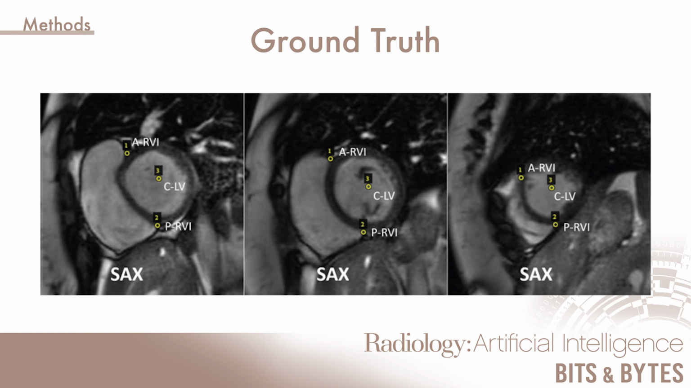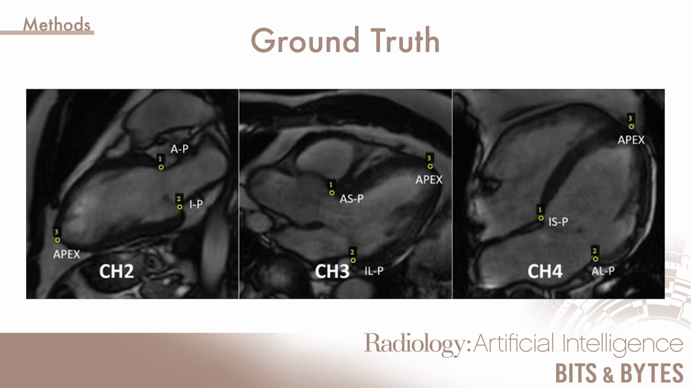This is an example on short axis CNA images. The main landmarks were the anterior right ventricular insertion point, the posterior right ventricular insertion point, and the left ventricular cavity. On 2-chamber view, the anterior point, the inferior point, and apex were the landmarks. On 3-chamber view, the anteroseptal point, the infralateral point, and the apex were the landmarks. And on 4-chamber view, the infraseptal and the anterolateral points, in addition to the apex, were the landmarks.